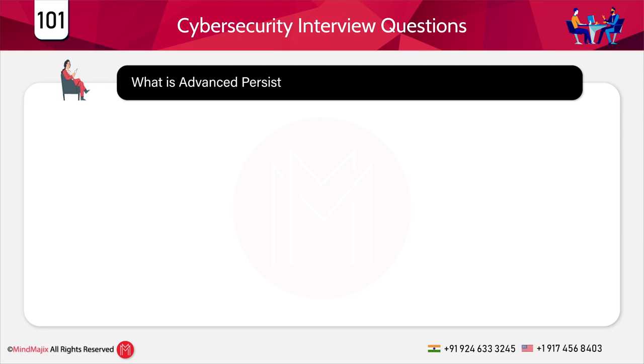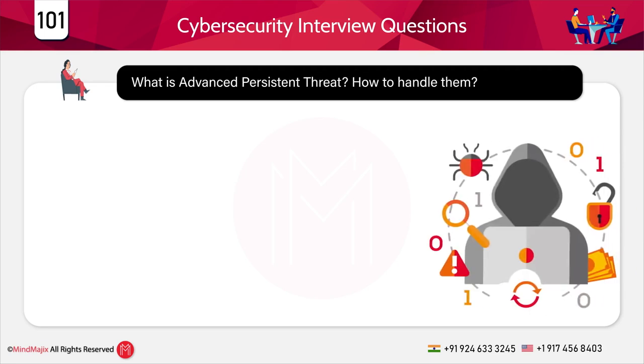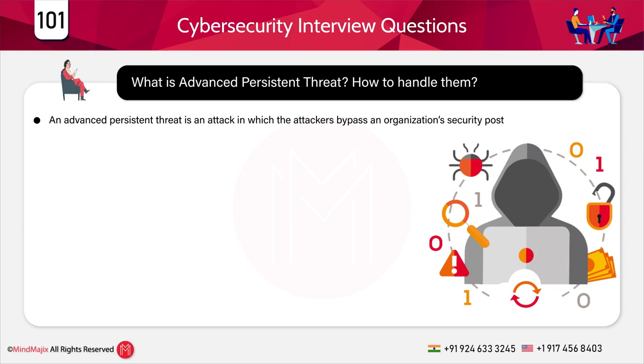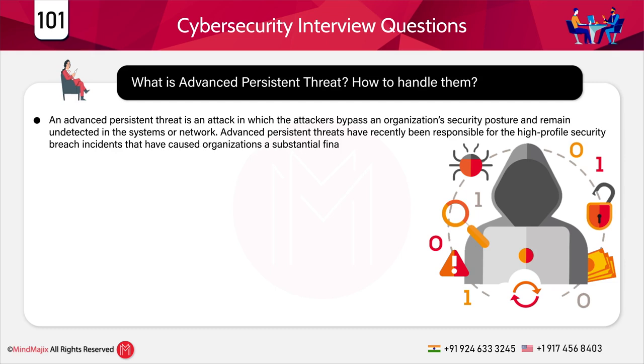Next, what is APT and how to handle them? Understanding from the top, these APTs are nothing but attacks in which the attacker can bypass an organization's security posture as well as remain undetected in the systems or network of the organization. So APTs are basically a combination of obfuscation and persistence, and new techniques and tricks to exploit something, 0 days, something like that.